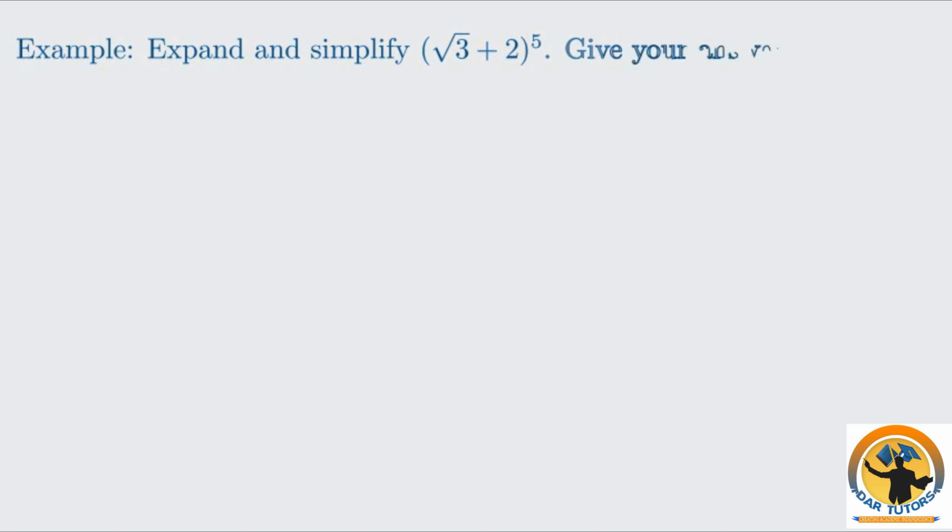Let's look at a problem that combines the binomial theorem with the concept of roots. Expand and simplify (√3 + 2)^5, giving your answer in the form a + b√3, where a and b are integers. We'll use the binomial theorem with a = √3, b = 2, and n = 5. The coefficients are from row 5 of Pascal's triangle: 1, 5, 10, 10, 5, 1.